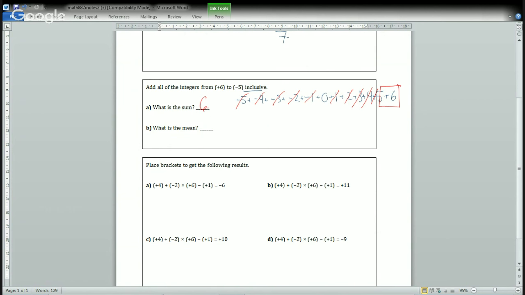Pretty cool, eh? Now to find the mean, again, same thing. 1, 2, 3, 4, 5, 6, 7, 8, 9, 10, 11, 12. It'll be 6 divided by 12 or 0.5.